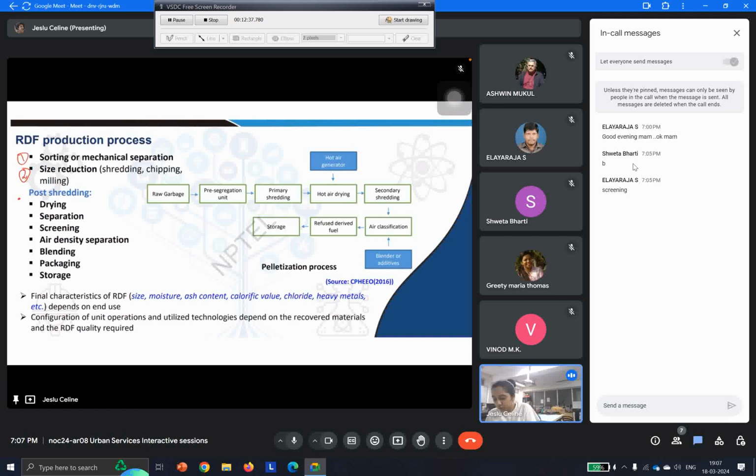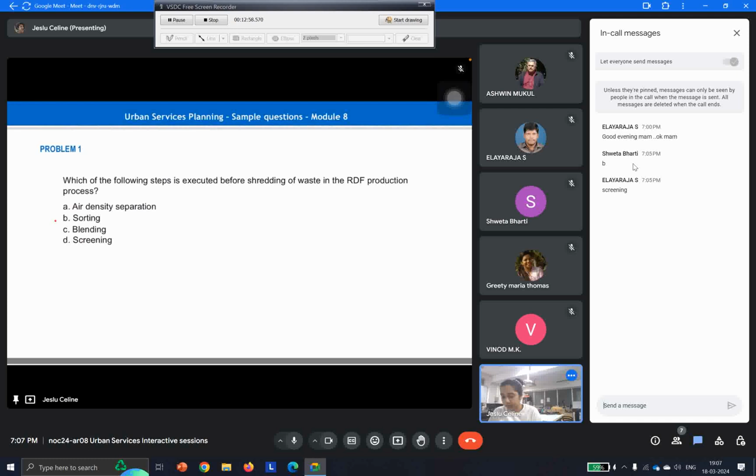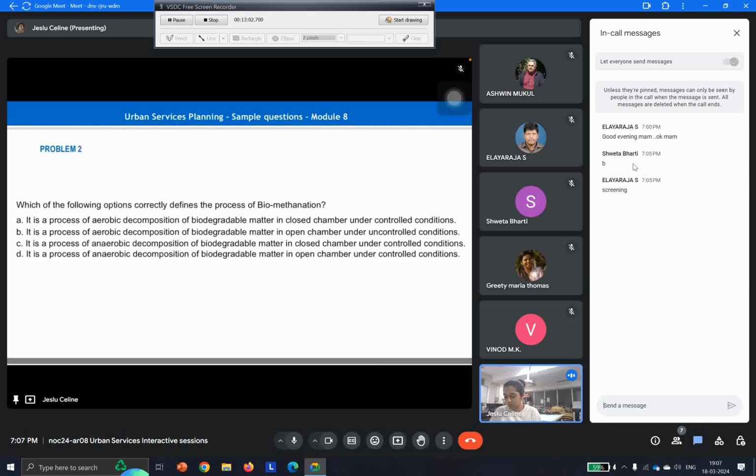Screening is something which comes post shredding. After that, we dry it, separate it, and then we screen out what is not needed. Then we do a screening, and then we do air density separation, blending, packaging, and then storage. So sorting is the correct answer for this, whereas screening comes at a much later stage. So going back, sorting is the answer for this one. Let's proceed on to the next question.